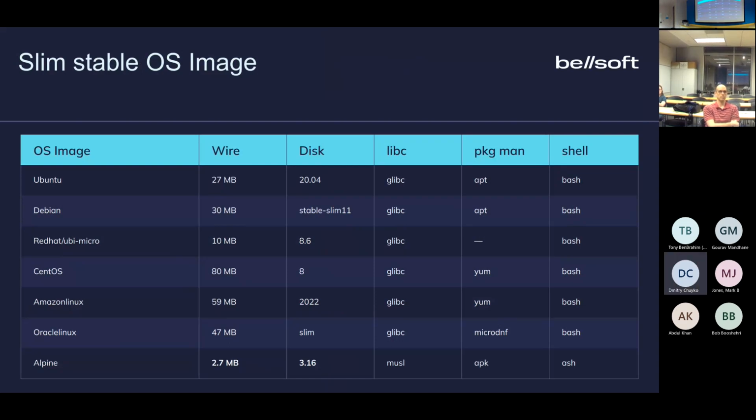And there's a new fashion. Different distros provide slim flavors of the images. So there are full images and slim images. But the slim images are still not that slim. You see they're an order of magnitude bigger than Alpine.